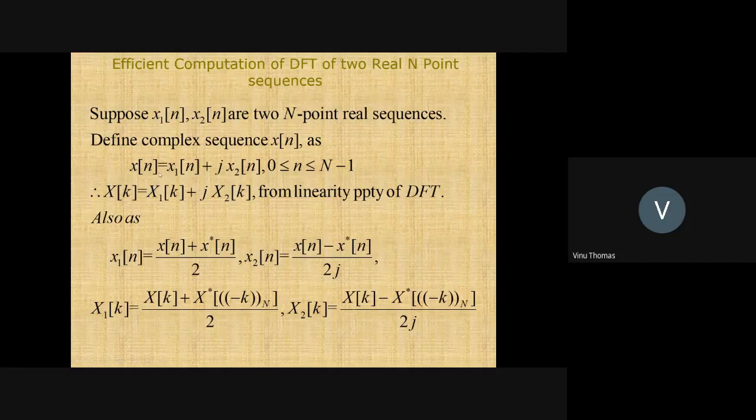And from this equation, you can write X1N is equal to X of n plus X star of n, that is its conjugate, by 2. And X2 of n is equal to X of n minus X star of n by 2J. Then you can write its spectrum X1k as X1k is equal to X of k plus X star of minus k modulo N by 2. From the symmetry property, you know that X star of n has a DFT of X star of minus k modulo N. How do you get X star of minus k modulo N?